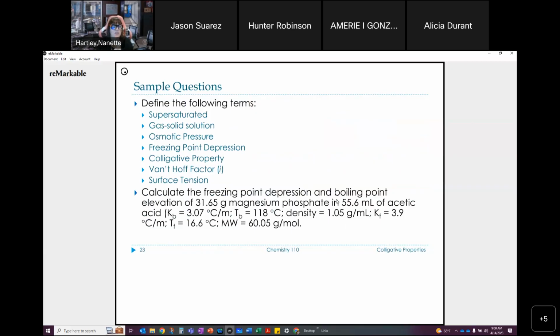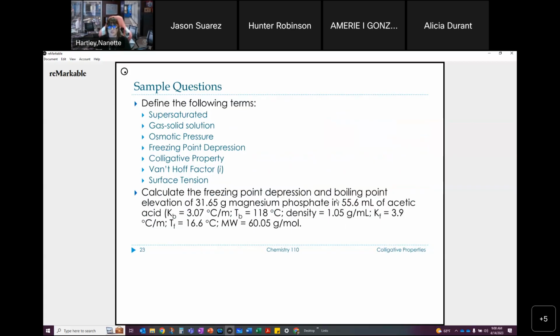Freezing point depression is the change in temperature because of the solute in the solution. Freezing point goes down. What's a colligative property? It's a property that depends only on the number of particles, not on what those particles are. A Van't Hoff factor, i, is how many particles I get from each thing that I dissolve. So again, for something like magnesium phosphate, i is going to be 5.